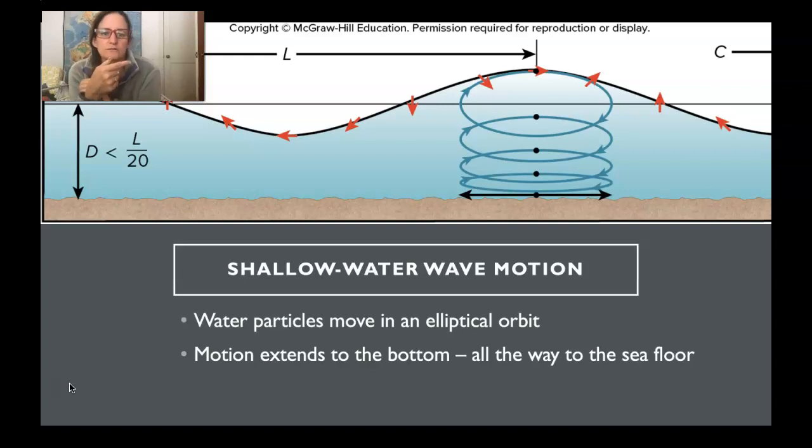You can see the orbitals here kind of flatten out and become more like an ellipse. So there's a complete change in the way the water moves once you get to the wavelength divided by 20.